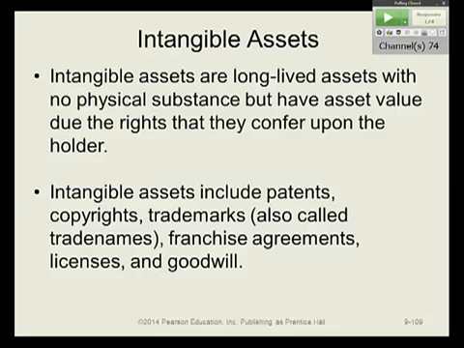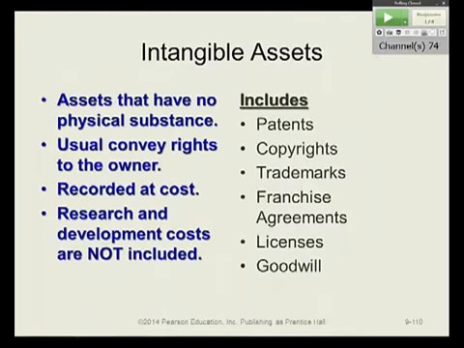The last type of intangible is a long-lived asset. It also has no physical substance, but it has value because of the rights that it confers on the holder. So intangibles, again, it's not physical, it's not a brick and mortar type of asset, but the value is the rights that it confers on the holder. Examples would be patents, copyrights, trademarks, franchise agreements, and the like. Now, one important point on this next slide is that when you look at what gets included: patents, copyrights, trademarks, licenses, goodwill.